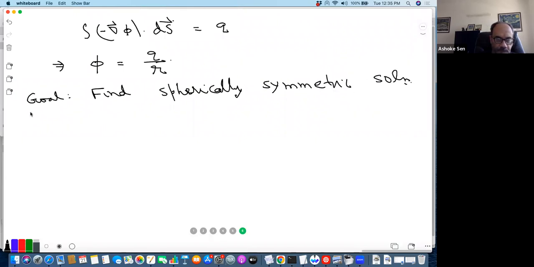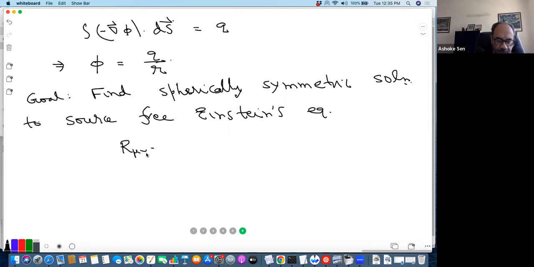Solution to the source-free Einstein equation, which is R mu nu minus half R g mu nu equal to 0.